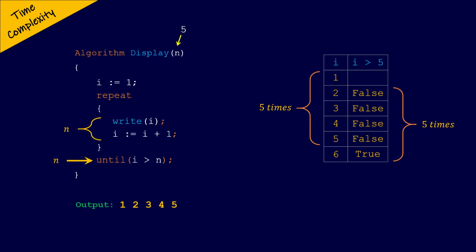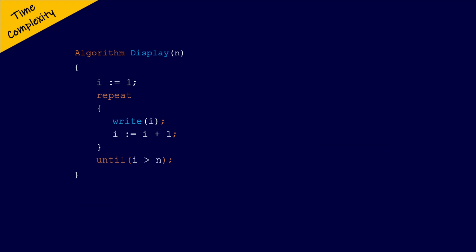This is because the repeat until loop always checks and evaluates the condition after the statements inside the loop are executed. Therefore, in terms of n, we say that the repeat until loop will execute for n times, and the statements inside the repeat until loop will also execute for n times. Now, having understood how the repeat until loop works, we will move ahead and compute the overall time complexity of this algorithm.